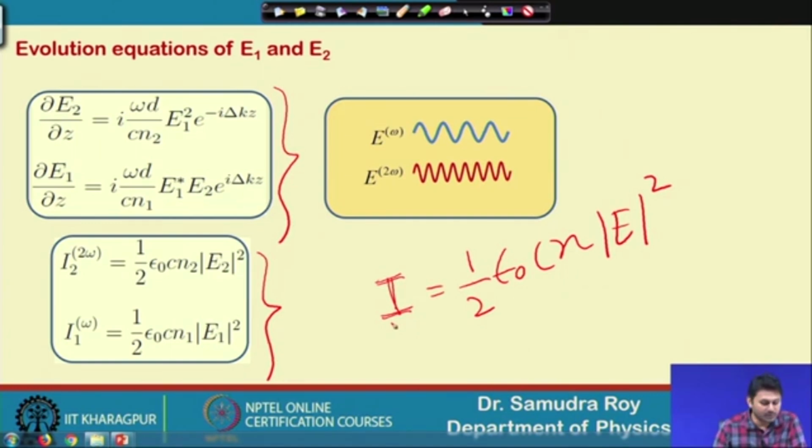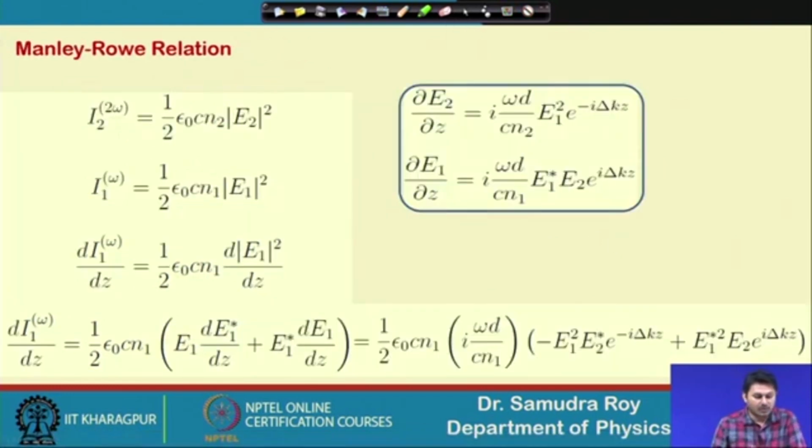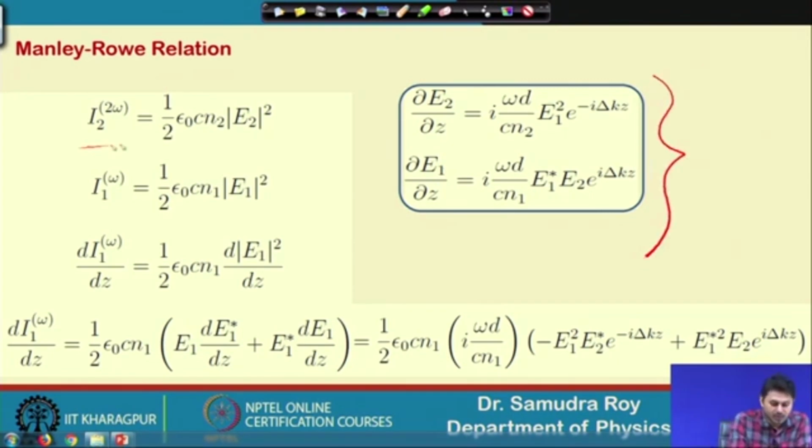But today we are going to learn that if I2 and I1 are the intensities related to E2 and E1, then what is the relationship between I2 and I1? This relationship is basically called the Manley-Rowe relation. Well, this is my mother equation. These two equations are always there. I2 and I1 I already defined in the previous slide.